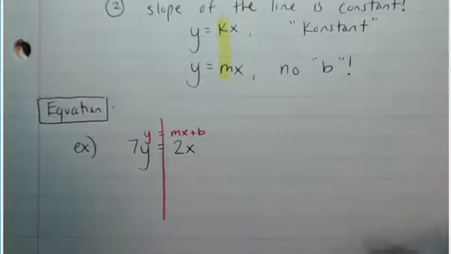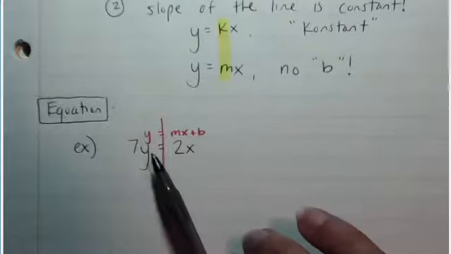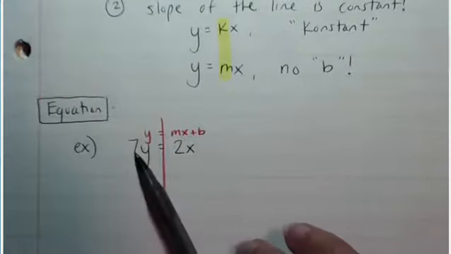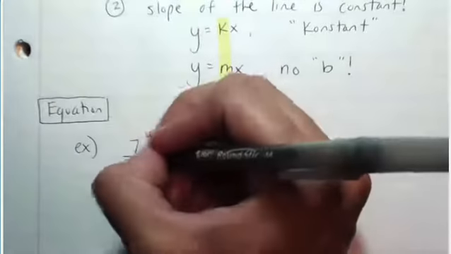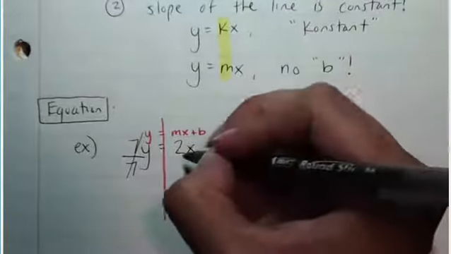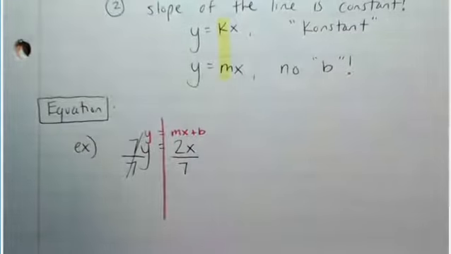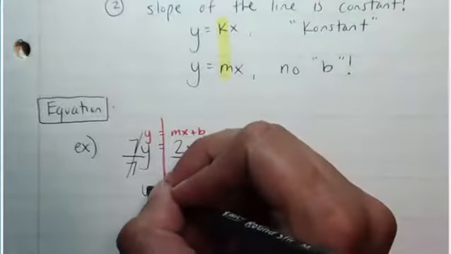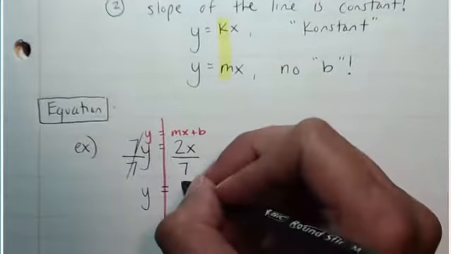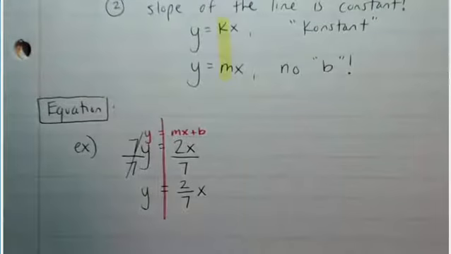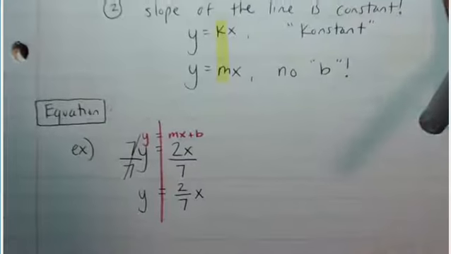Now we worked on this when we were solving for multi-step equations. How do I get y by itself here? Right now it's being multiplied by 7, so I need to undo that by dividing by 7. Whatever I do to one side, I have to do to the other. And that leaves me with y is equal to 2/7 x.